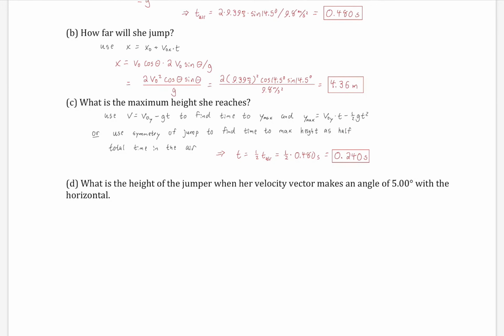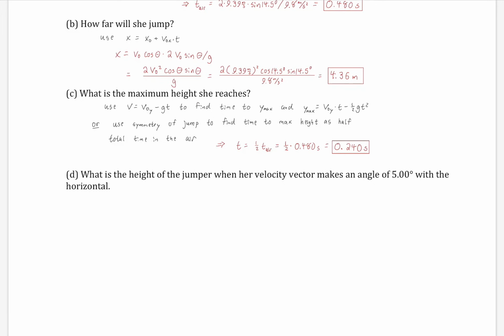All right, finally, D. Now, D is an interesting question. It's more specific. What is the height of the jumper when her velocity vector makes an angle of 5 degrees to the horizontal? On first pass, this might seem like, oh my God, how would you even answer this question? But it's all the same stuff. It's all the same ideas, and it's actually not hard to answer.